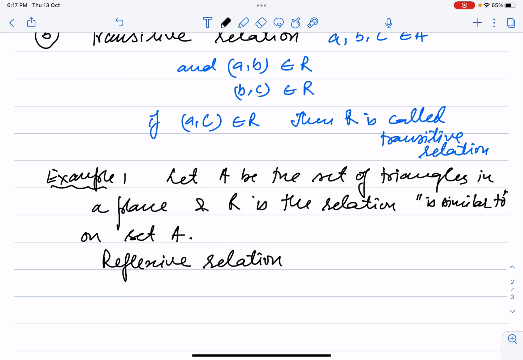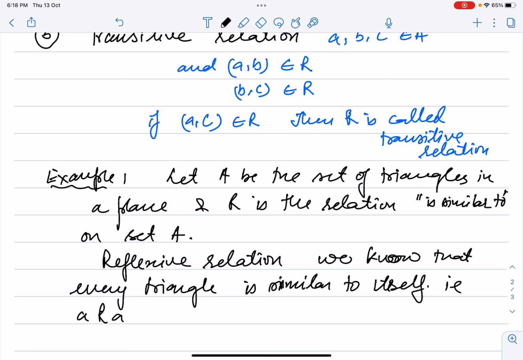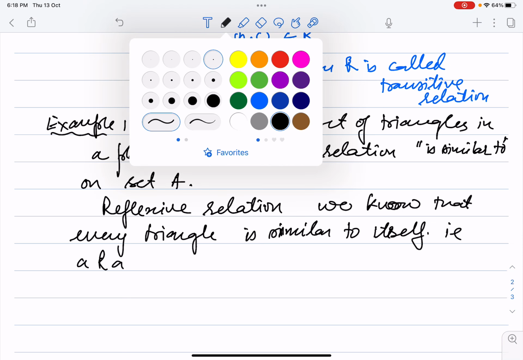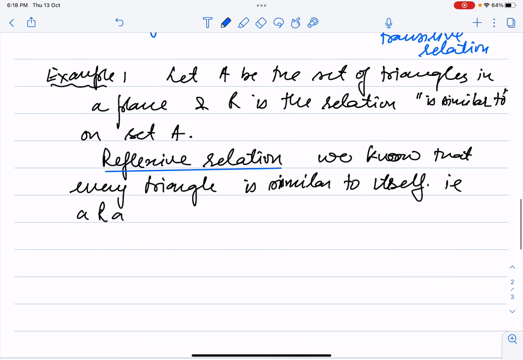We know that every triangle is similar to itself. That is, A is related to A. Suppose small a represents a triangle. So A is related to A because every triangle is similar to itself. Hence, it is a reflexive relation. Now we come to whether it is symmetric or not.